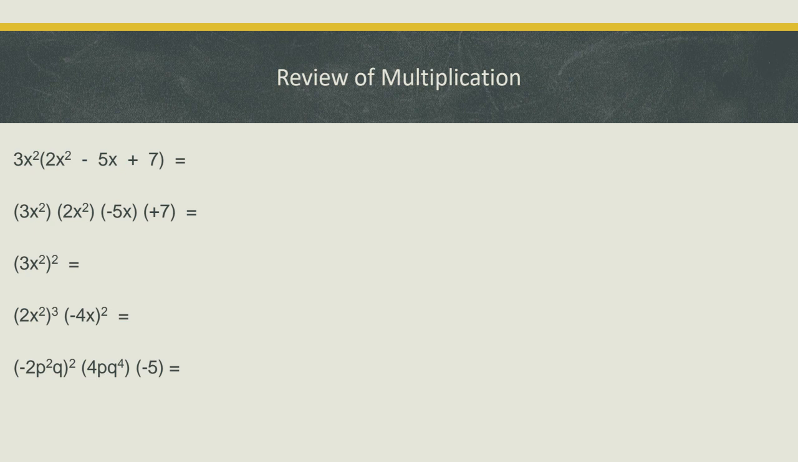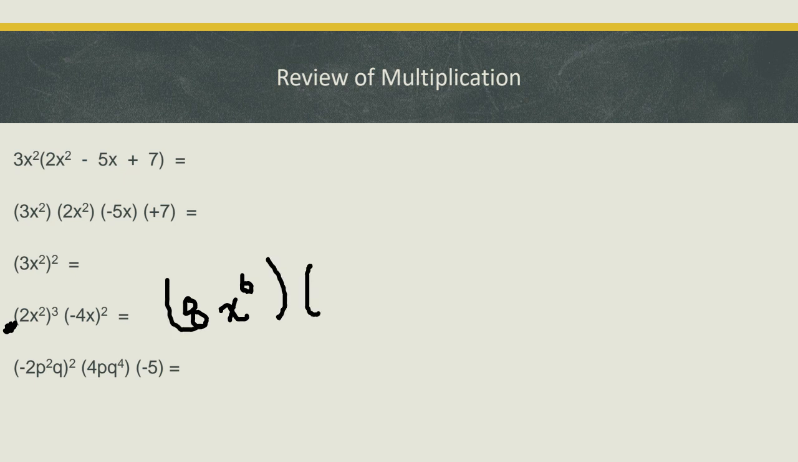So in this, we're going to do this one first. I have 2x squared to the power of 3. So the 2 gets cubed, that becomes an 8. The x becomes a 6, right? Because I multiply my exponents, I don't add. And then my negative 4x squared, my negative 4 gets squared, it becomes a 16. And then my x becomes a 2.